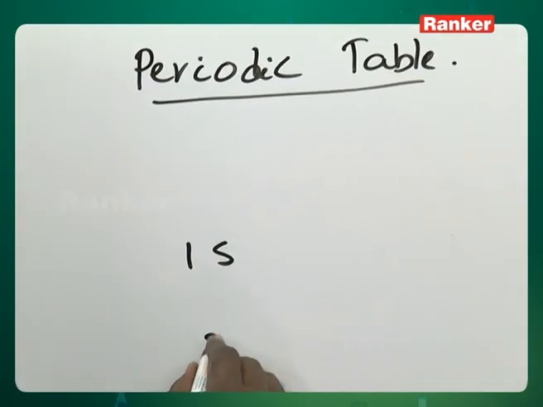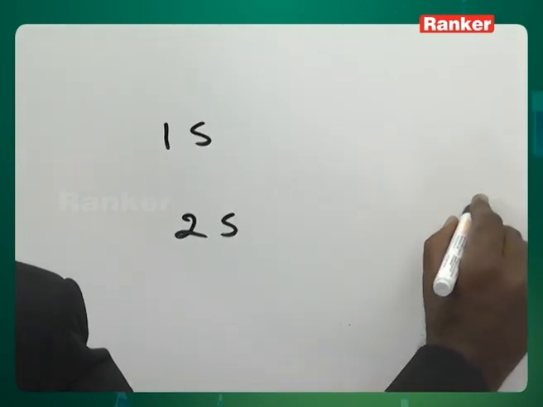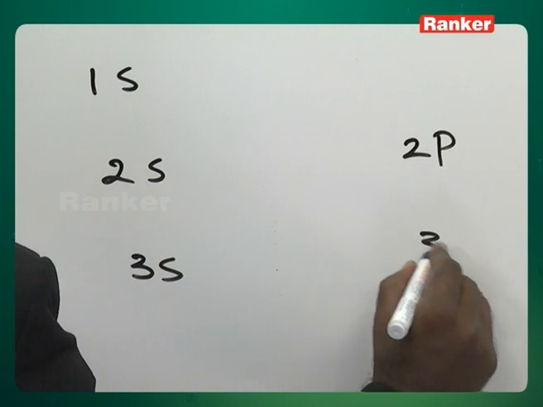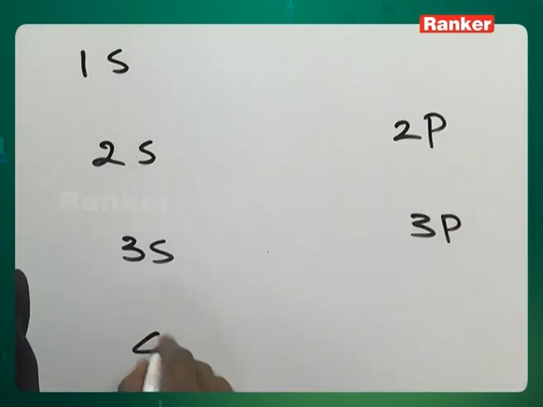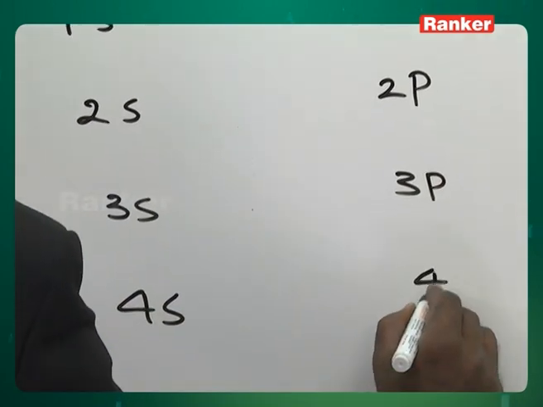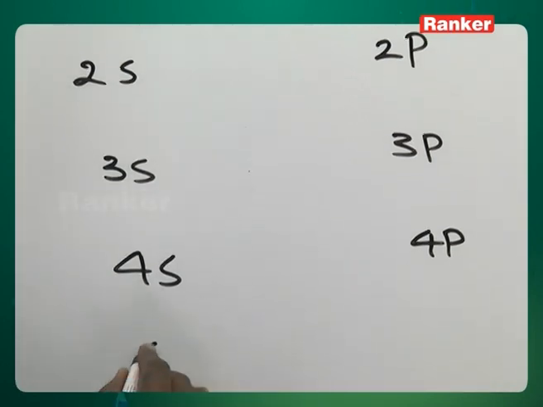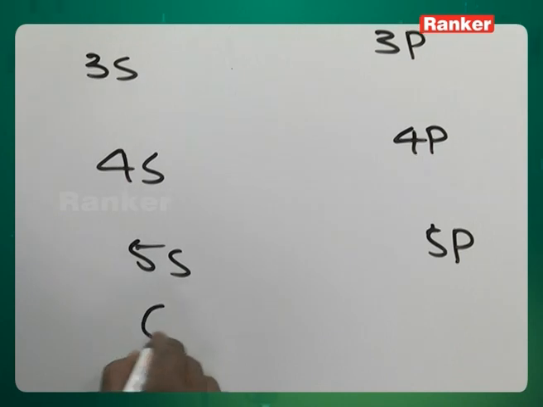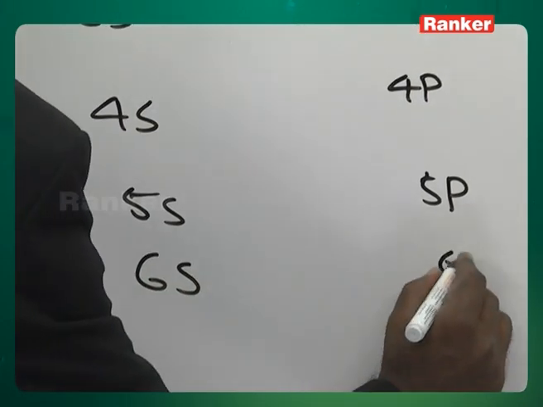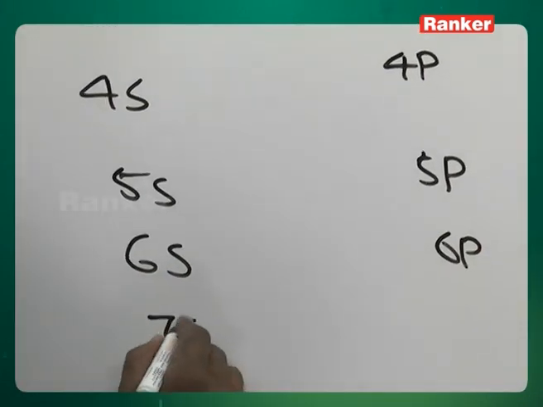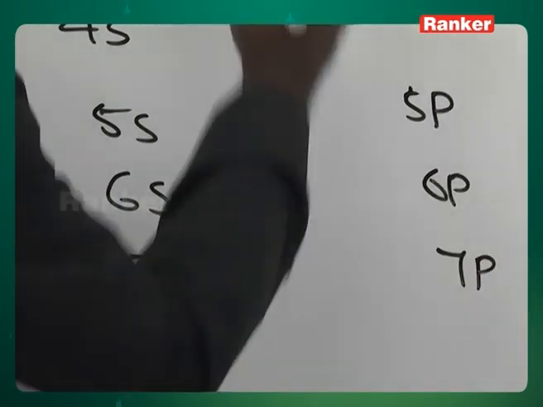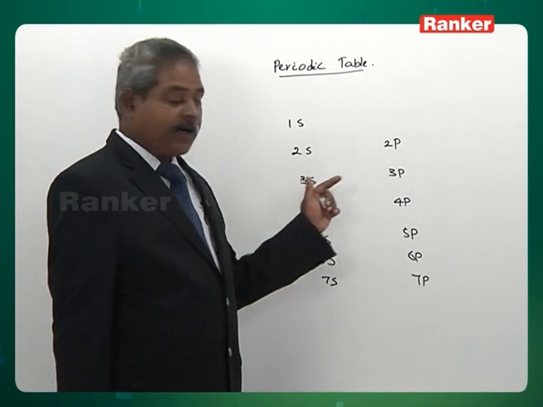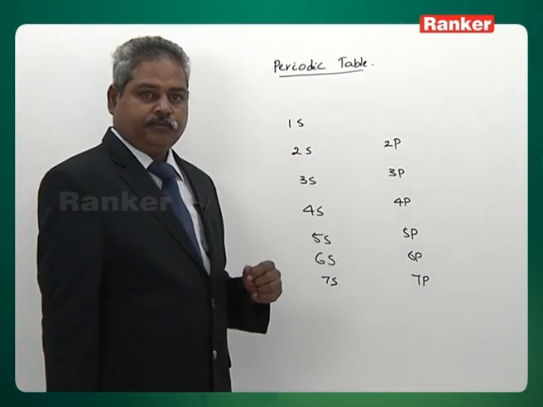1s, 2s, 2p, 3s, 3p, 4s, 4p, 5s, 5p, 6s, 6p, 7s, 7p. Every period starts with an S element and ends with a P element.